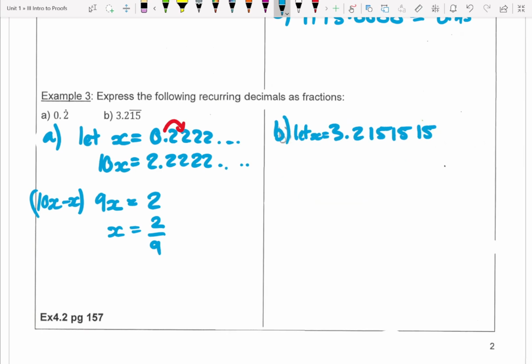Okay, that's looking a little bit better. So we let x equal 3.2151515, so on and so forth. Now we need to first of all, make this so that we're just having the recurring decimal. So to just have the recurring decimal, we want this to be 10x, which is 32.1515, so on and so forth.